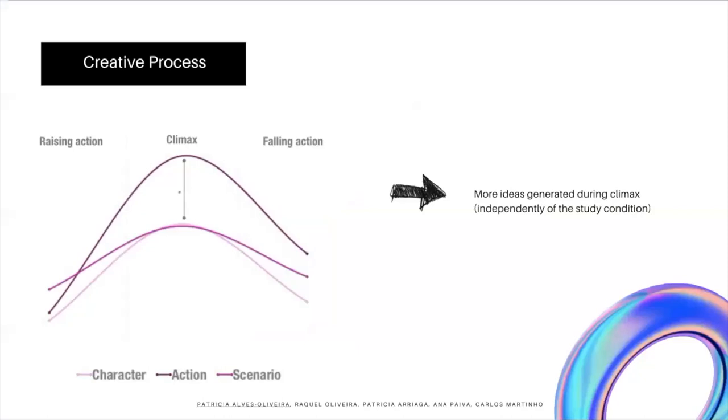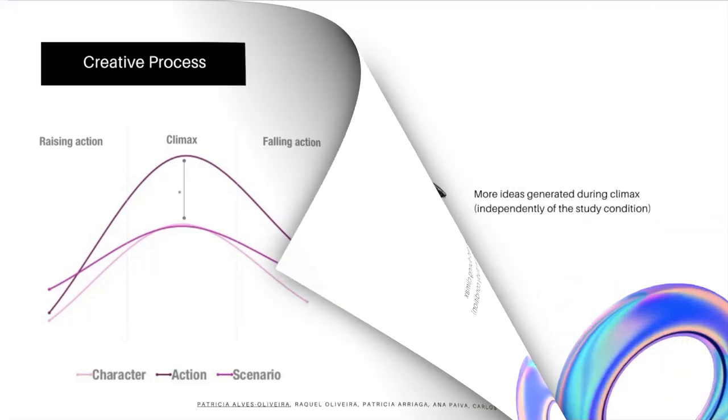These results show that independently of the group and during the climax stage of the story, children generated more ideas for the scenario, action, and characters. This result can serve to inspire modeling of idea generation in storytelling of children. Now I am going to show two stories created by children using the CUBUS environment. You will first see a story created as part of the experimental condition where the characters of CUBUS were emotionally expressive. The second story is in the control condition where the characters of CUBUS did not display any behavior.